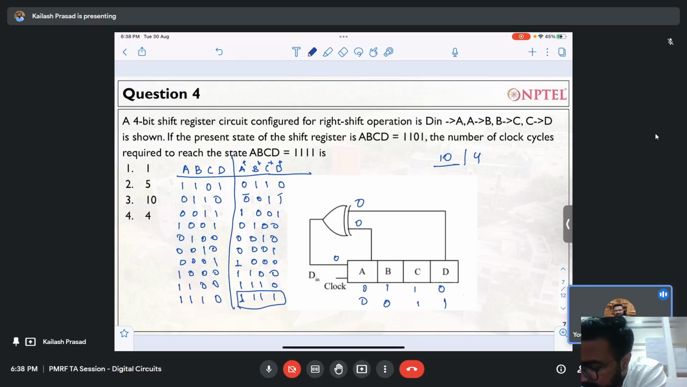So what I have done is every time I shift these three numbers to the next state, and I take XOR of these two. Let me count: 1 2 3 4 5 6 7 8 9 and 10. So 10 is the correct answer. Anyone has any questions on this?